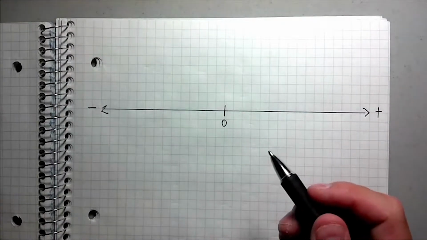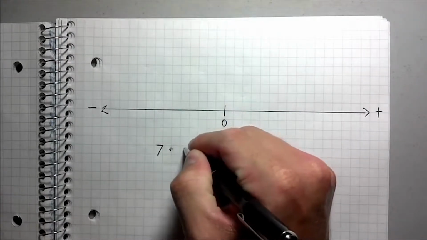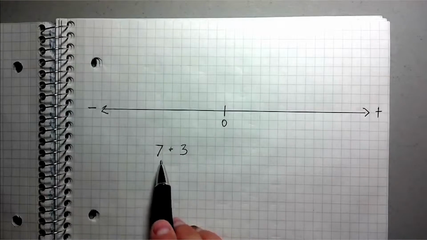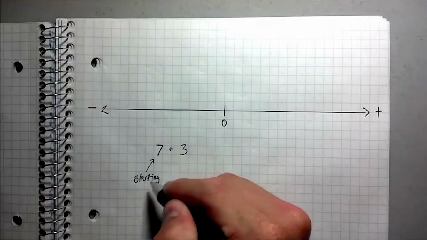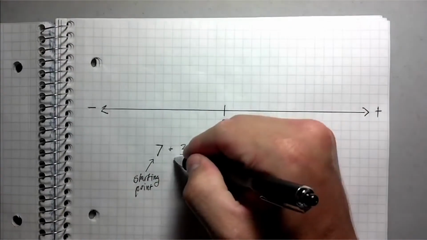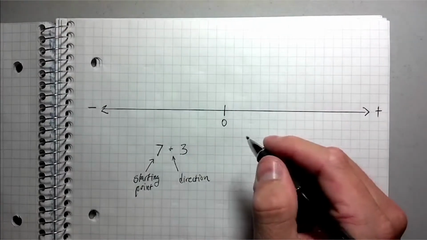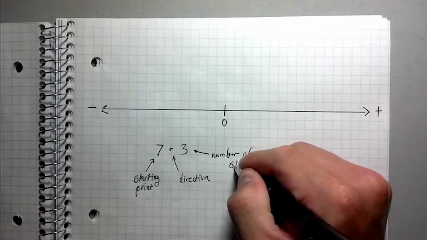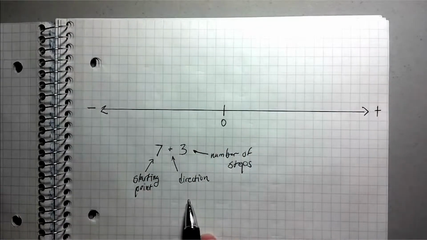So I'm just going to throw an example out here. Let's say we had 7 plus 3. Now, I realize this does not have negative numbers, but I'm going to use this to illustrate a point. Look at 7. 7 is the starting point. You want to think of it as the starting point. The plus sign is like the direction. You want to think of it as a direction. And 3 is the number of steps. This is a very useful way to conceive of these sort of problems, because it always works no matter what.